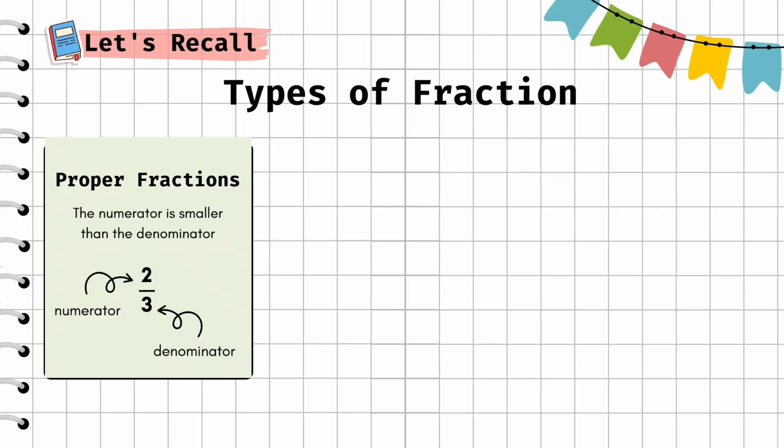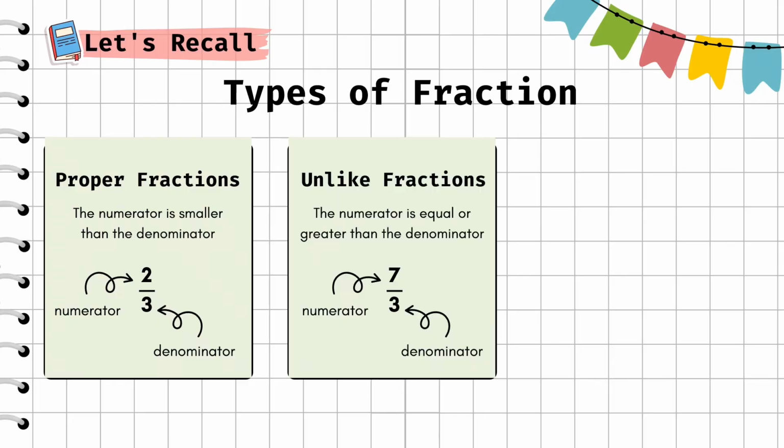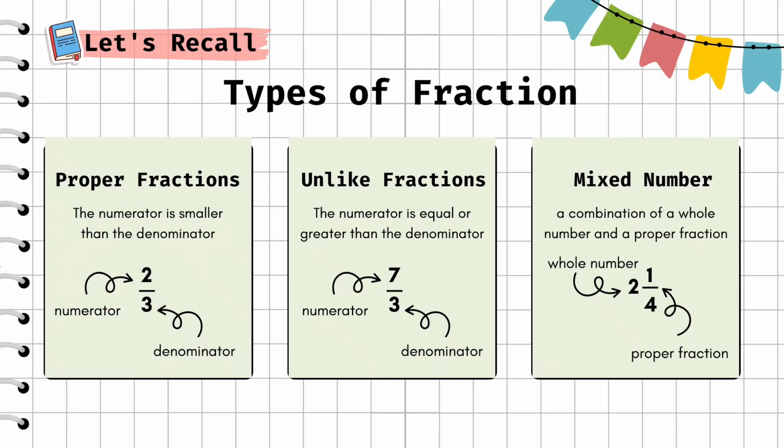We have the first one, the proper fractions. When we say proper fractions, the numerator is smaller than the denominator. Example, 2/3. Another type of fraction is the unlike fractions. When we say unlike fractions, the numerator is equal or greater than the denominator. Example, 7/3. Another type of fraction, mixed number.